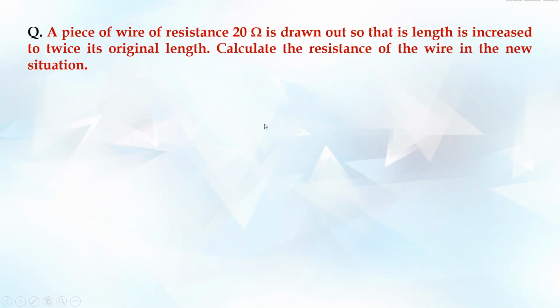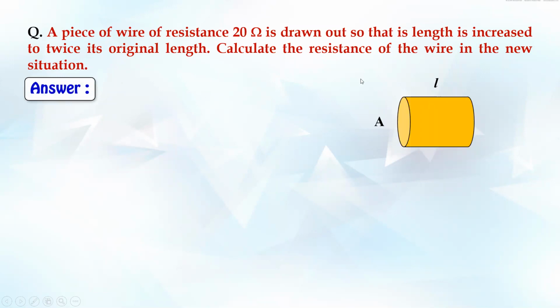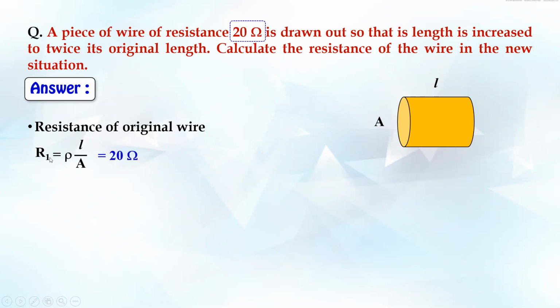So here's the solution. First of all, if you see, here we have two wires. For one wire, we can consider the length as L, and its cross-sectional area as capital A. For this combination of length and area, we have resistance as 20 ohms. So we can write resistance R1 for the first, the initial original wire, as rho L upon A. Since there are two wires and both wires have the same material, the resistivity will come into the picture. So hence R1 is equal to rho L upon A, which is 20 ohms.